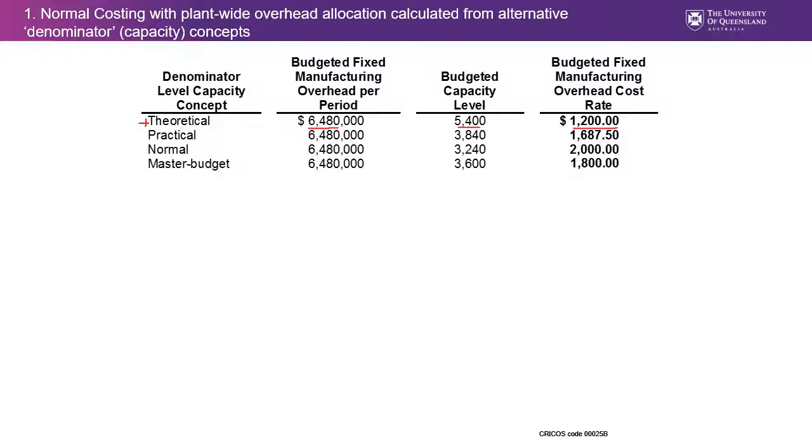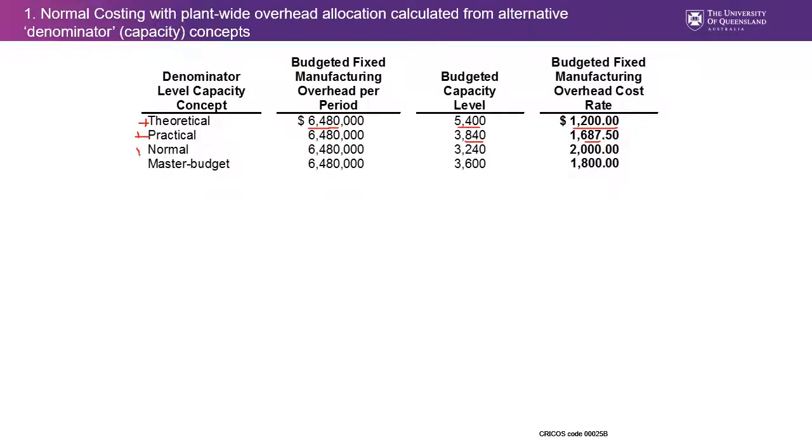This is how much we're going to allocate to each motorcycle. With practical capacity, because our denominator level is lower, because we factor in periods where we're not as efficient because of unavoidable delays, that means our overhead cost per unit is going to be higher. Same numerator, lower denominator, overhead allocation rate will be higher.